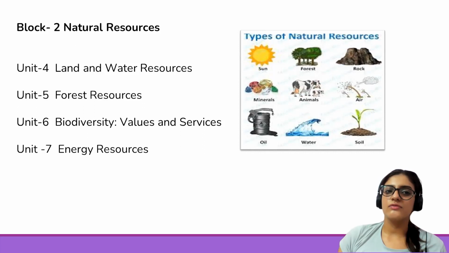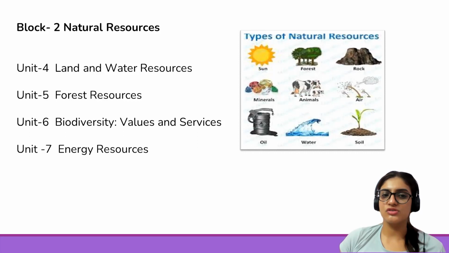In Unit 5 we will study forest resources, and in Unit 6 we will study biodiversity. What is biodiversity? In biodiversity, we'll consider all the different species of animals and plants, which we call fauna and flora, respectively. In Unit 7, we're going to study energy resources like solar energy, wind energy, tidal energy, etc.